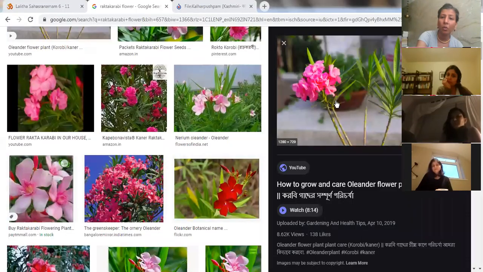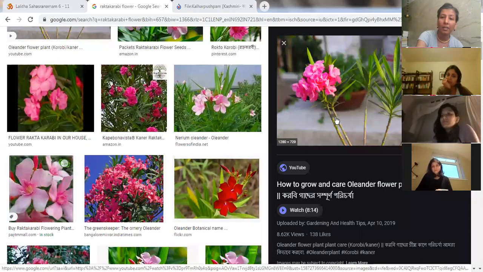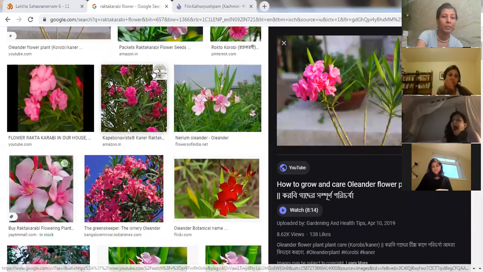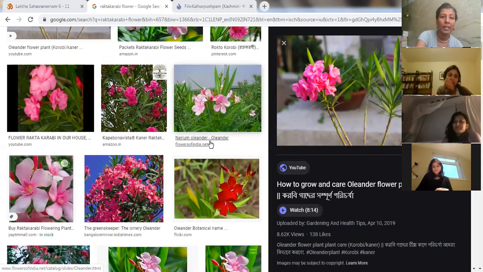Isn't it bougainvillea? Isn't this the one? It's not bougainvillea. You didn't see it properly. I'll show you again. This is not bougainvillea, beta. You know this flower. This is a very common Indian flower. This is not bougainvillea. Oleander.